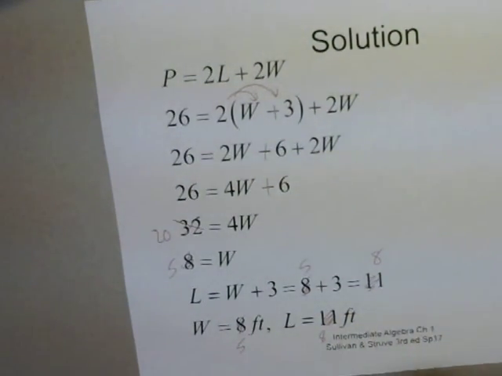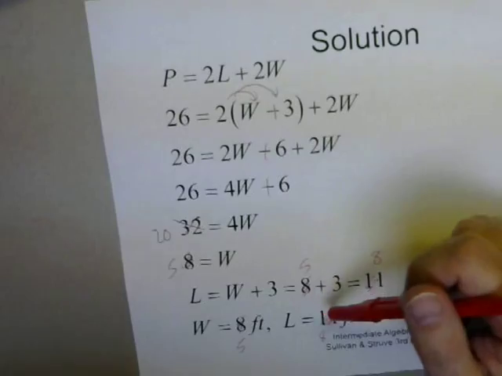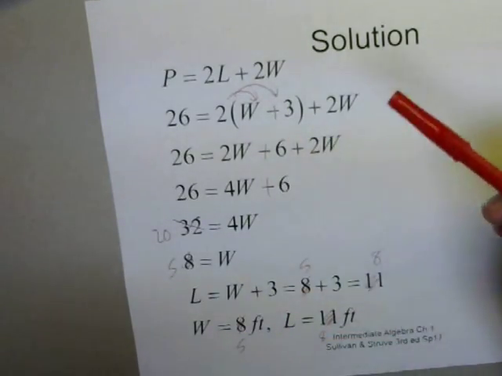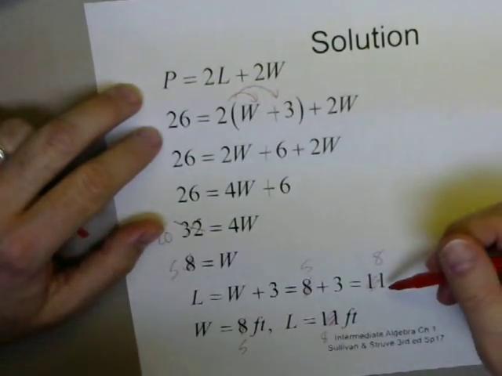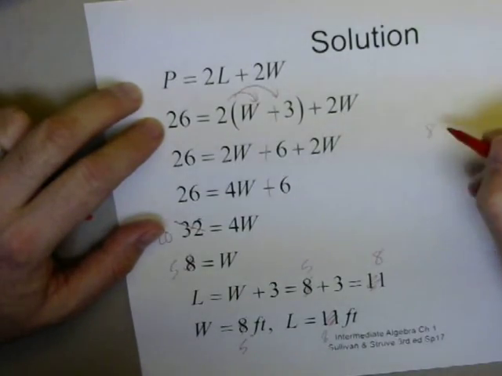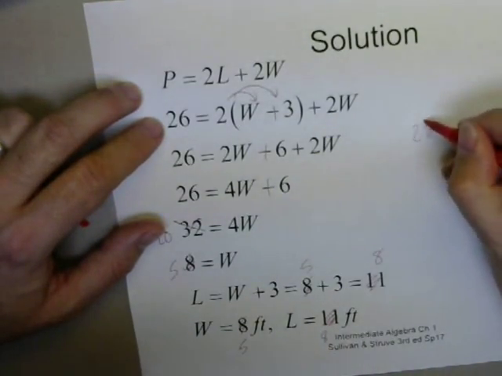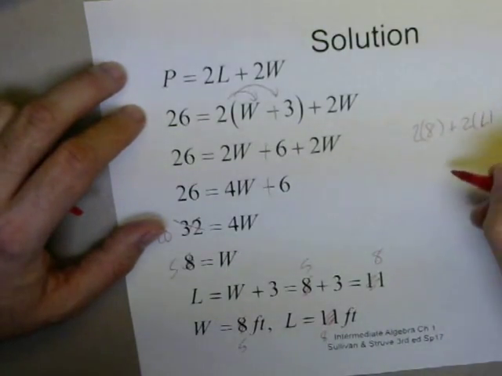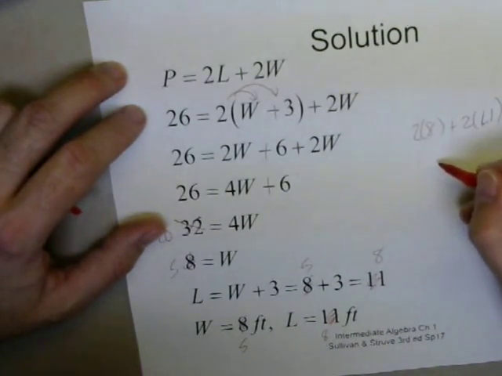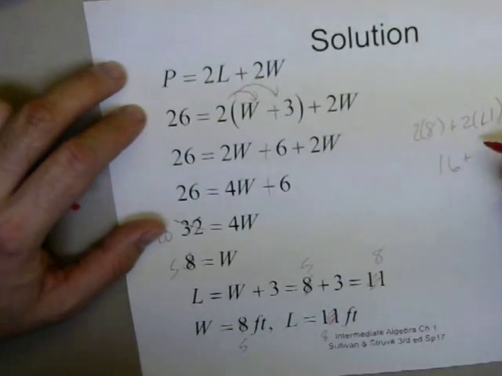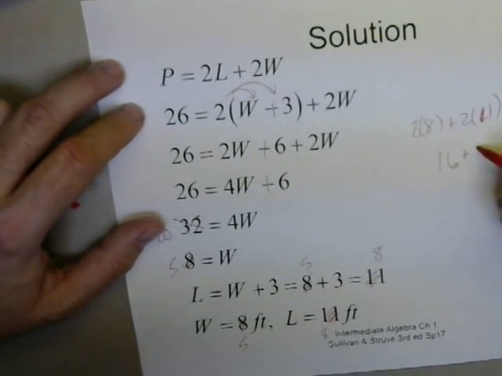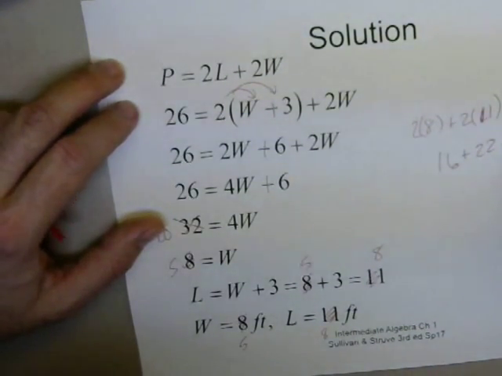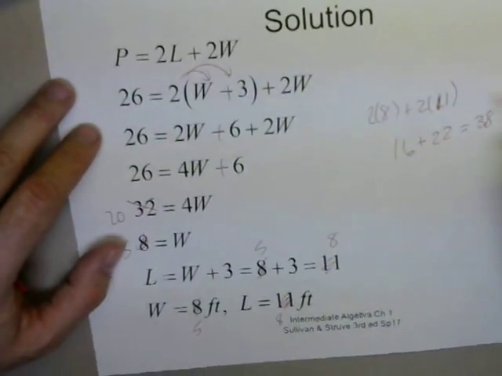And so that's why it's a good idea to check your answer here, right? I mean, I made a silly mistake here. If you tried my original answer, which was 8 feet and 11 feet, right? If you did 2 times 8 plus 2 times 11, I don't think that gives you 26, right? Because you get 16 plus 22, which would be way big. The perimeter would be too big there. It'd be 38 feet. So I should have known something was wrong there, right?